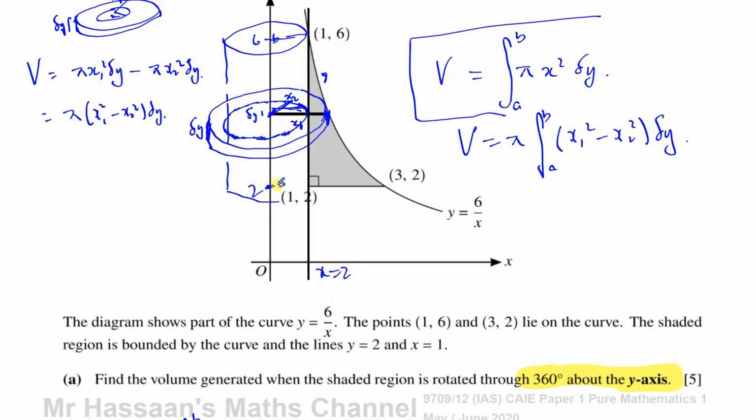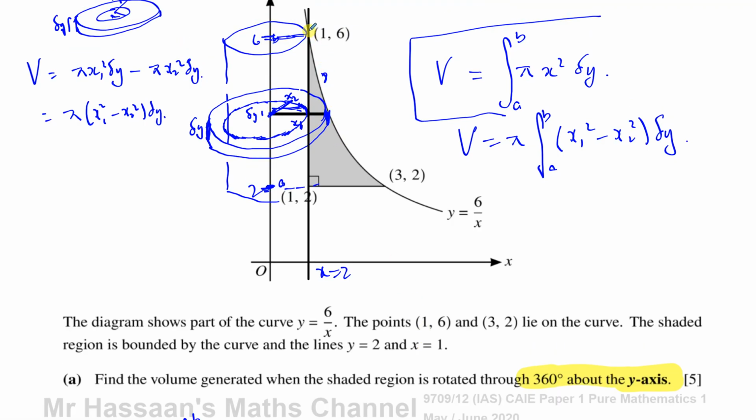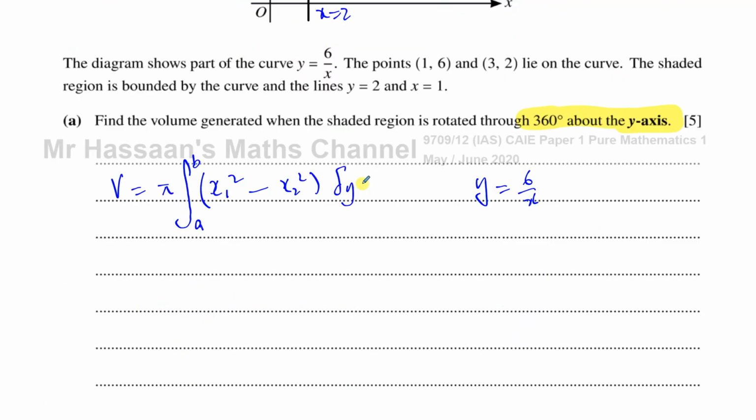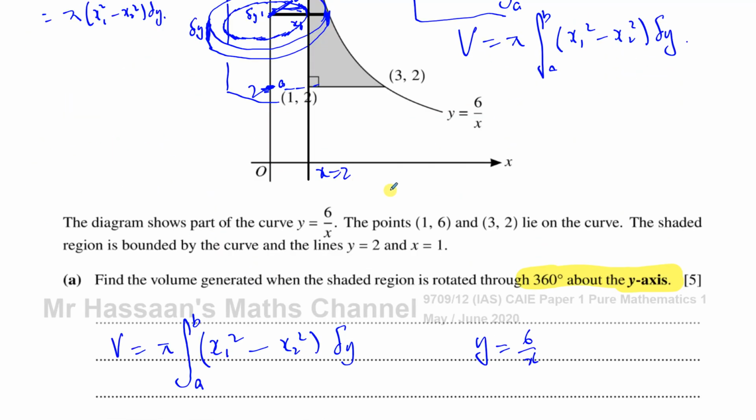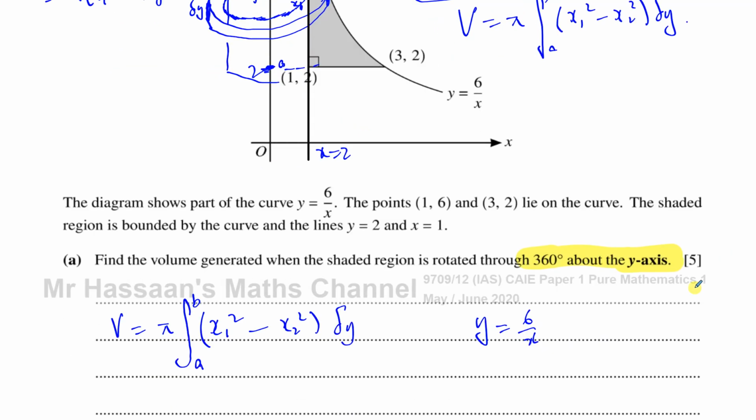Our limits are going to be between 2 and 6, because between the line y equals 6 and the point (1, 6), and y equals 2. So the lines y equals 2 and x equals 1. Where they intersect, the point on the curve is (1, 6), and that's the point we need to find the volume of revolution from, down to the point where y equals 2. So our values here are going to be 6 and 2. So a is equal to 2 and b is equal to 6.